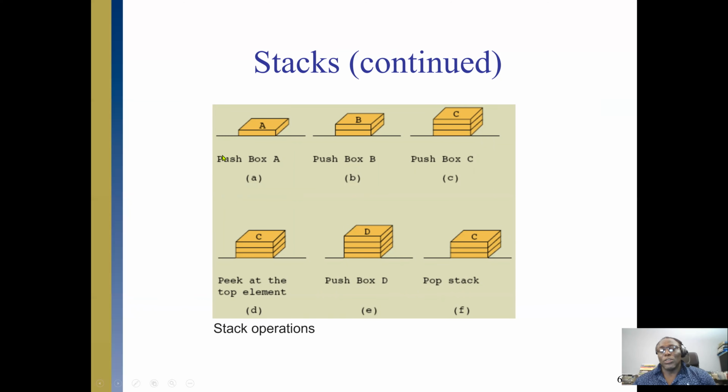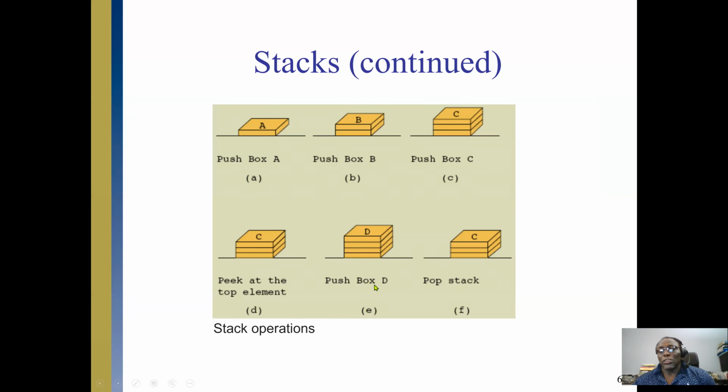For example, we push box A, so we have only one element. Next, we push box B. We have 2 elements now. Next, we push box C. We have 3 elements. Now, the next operation is to peek at the top element. When we peek at the top element, the stack doesn't change. We still have 3 items. We just want to see what is on top of the stack, which is C.